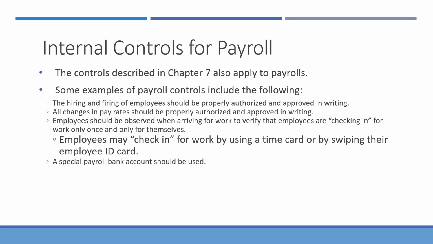And payroll is an area sensitive to internal controls. Common controls for payroll include hiring and firing needing to be authorized or approved in writing. Changes in pay rates are in writing. Employees should be verified that they're coming into work by checking in or swiping their ID card or some sort of way to clock in to work. And a special payroll bank account should be used or is sometimes used.